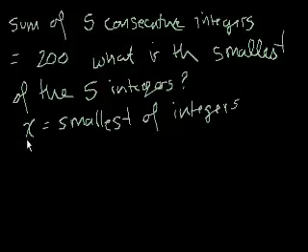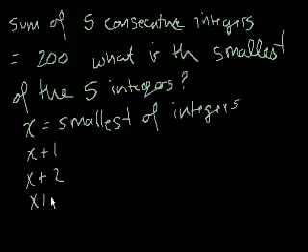So if x is the smallest, then the next integer is going to be x plus 1. And the one after that is going to be x plus 2, then x plus 3, and then x plus 4. It might seem confusing, I'm writing all of these x's, but if x was 5, then this would be 6, this would be 7, this would be 8, and this would be 9. So assuming that x is the smallest, the 5 integers would be x, x plus 1, x plus 2, x plus 3, and x plus 4.